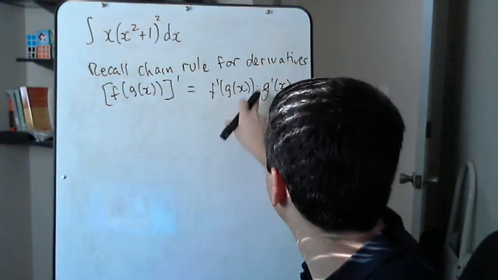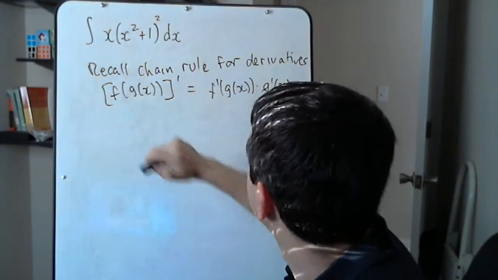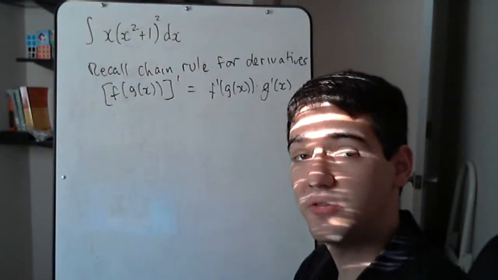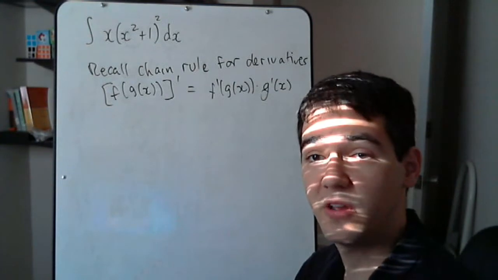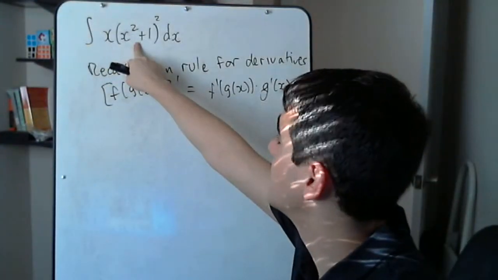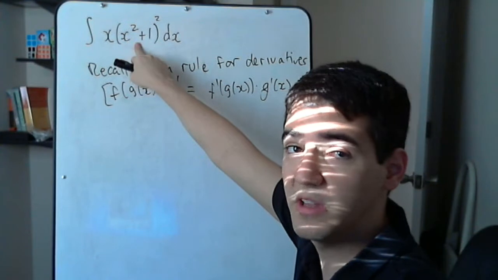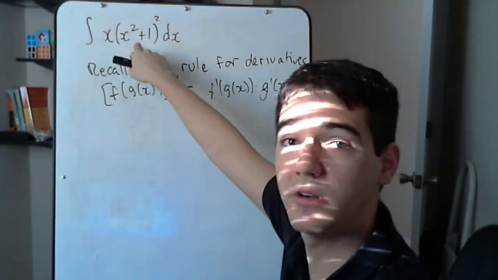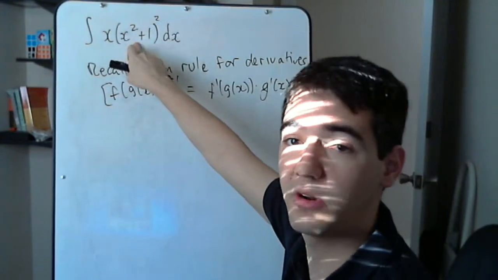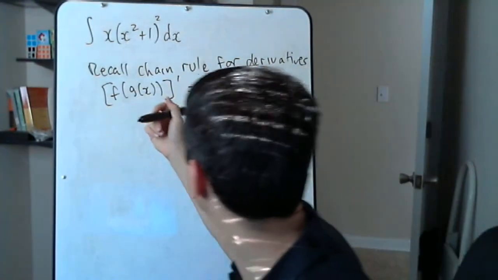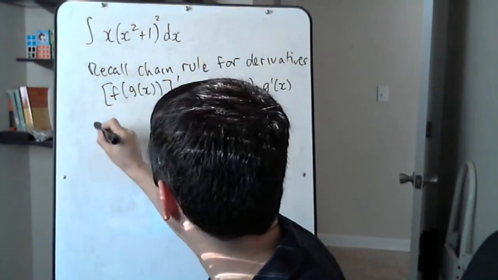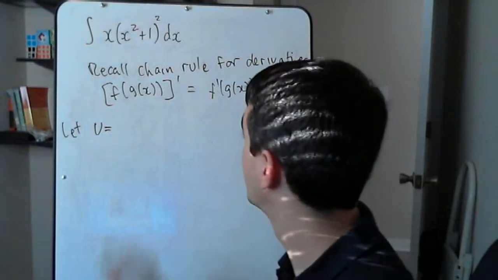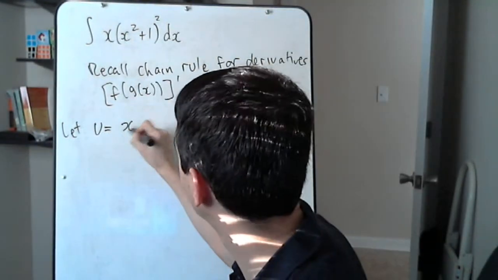Okay? So that means what we're going to do is assign the inner function a variable. The first step is to assign the inner function a variable. Generally, since it's called u-substitution, we're going to make this u. So we're going to say, let u equal x squared plus 1.